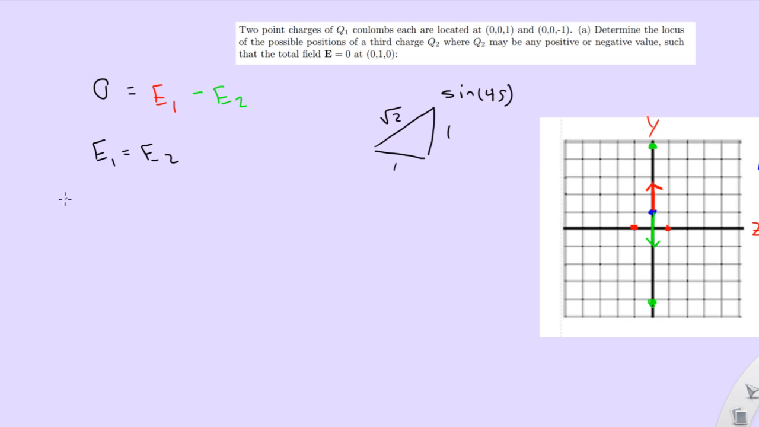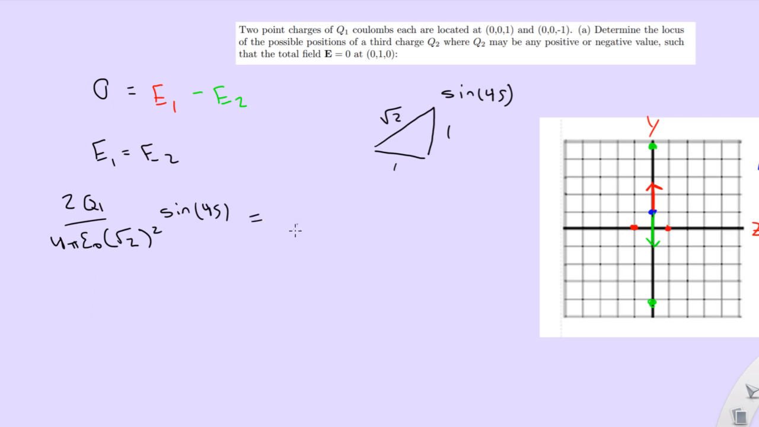Okay, so let's write it out. We have two charges, so it's going to be 2q1 over 4 pi epsilon naught r, but r is going to be square root of 2, so I'll write that out now, square root of 2 squared. And then don't forget our sine of 45 because we're only dealing with the y component. If we didn't have that, it'd be representing the direction over here, and that's not what we want. We want the vertical direction. So sine of 45. Okay, so that's all for the left side of the equation.